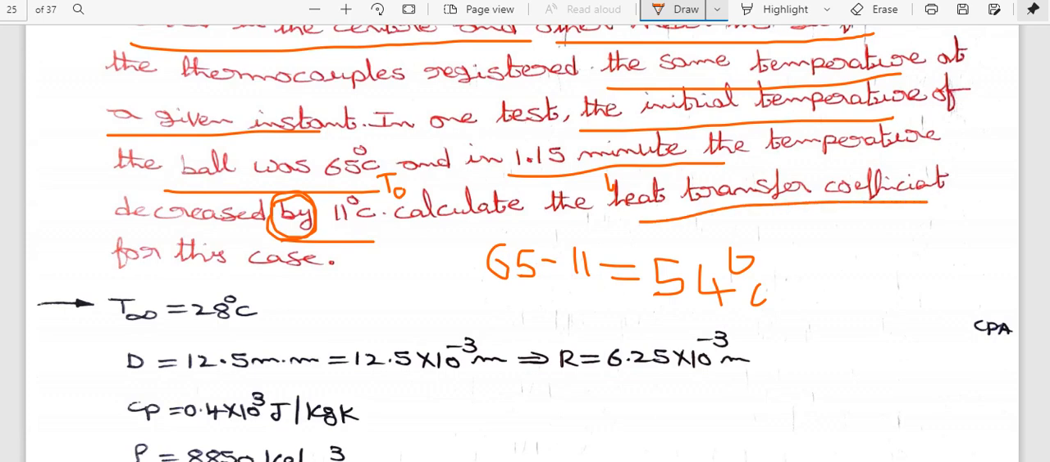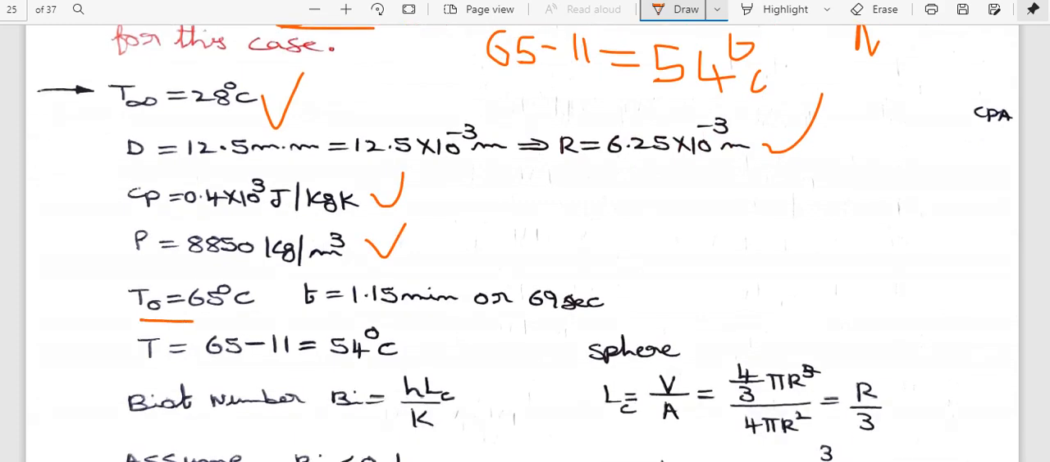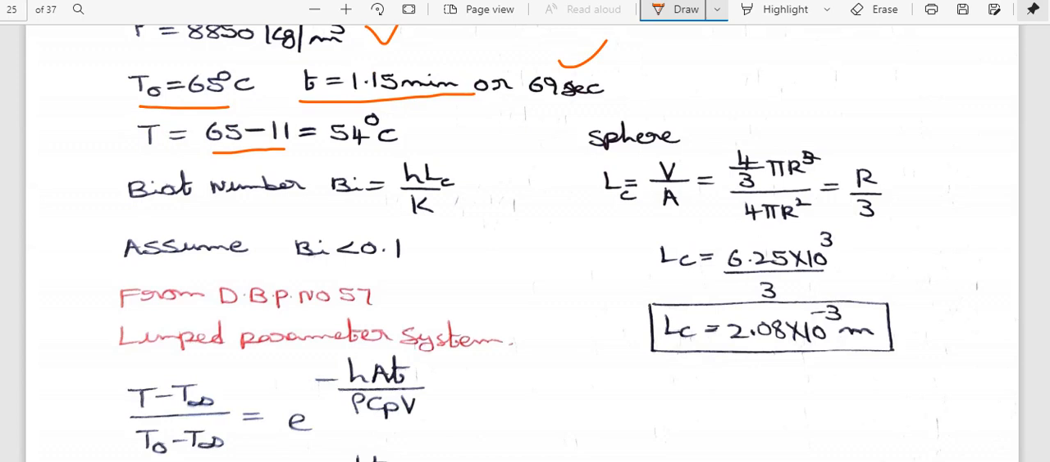So calculate the heat transfer coefficient, that is the H value, the convective heat transfer coefficient. Here T infinity equals 28, the radius, Cp and density are given, T naught equals 65 at the time of 1.15 minutes, that is 69 seconds. T equals 65 minus 11, which is 54. We need to check whether the Biot number is less than 1 or not; the condition is satisfied in this problem. From the data book, page number 57, the lumped parameter equations.